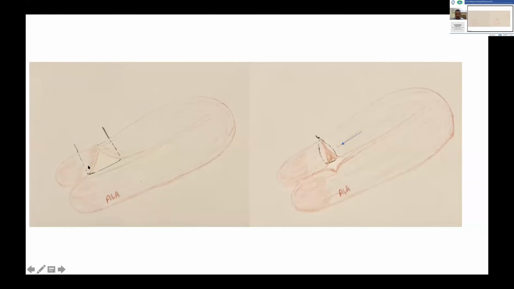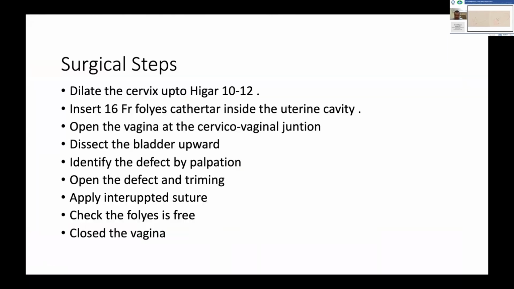So after the suturing, you notice that there is a development of angulation. Maybe I guess that the uterine wall gets shortened, although I always try to reach the edge only while I'm suturing. Okay, so what are the surgical steps?